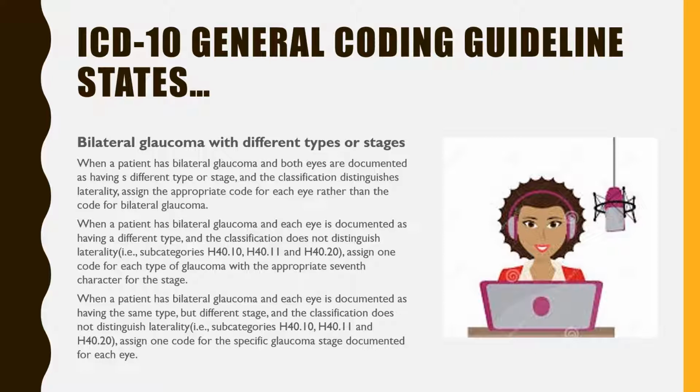When a patient has bilateral glaucoma and each eye is documented as having the same type but different stage, and the classification does not distinguish laterality, we are to assign one code for the specific glaucoma stage documented for each eye.